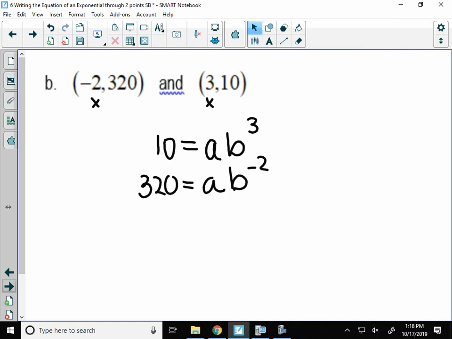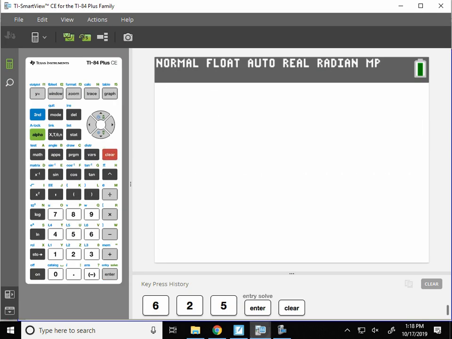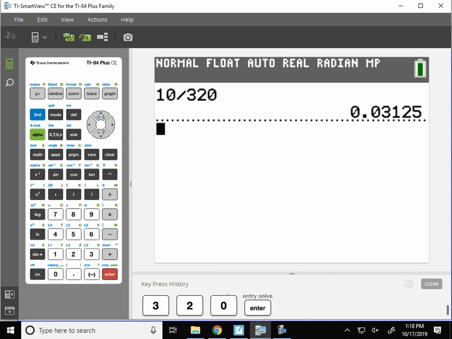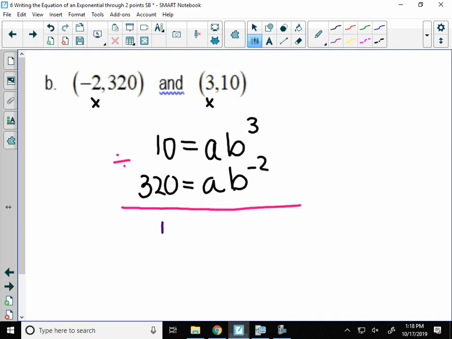Now I'm going to do the same process. I'm going to divide here. You're going to need your calculator probably for this one. 10 divided by 320, sorry, I was close. 10 divided by 320 gives me a yucky decimal. Does that turn into a nice fraction? Let's see. Yeah. Let's use 1 over 32. It's just a little bit more concise. So we'll have 1 over 32.